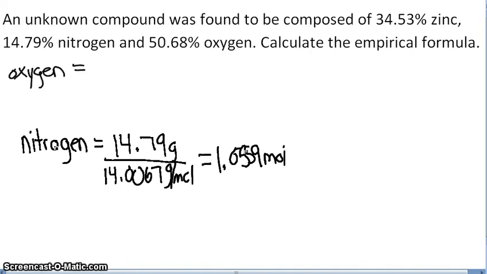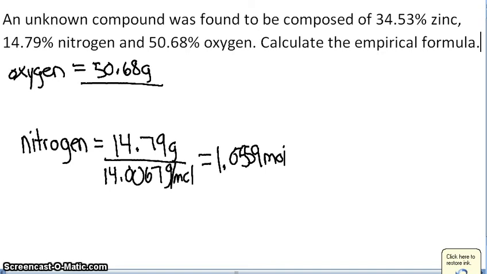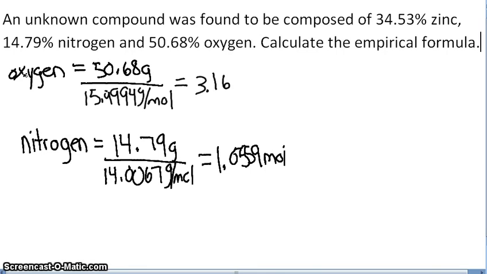And our last one is oxygen. So for oxygen, it has 50.68 grams, and the molar mass of oxygen is 15.9994 grams per mole. So we have 50.68 grams divided by 15.9994 grams per mole, which gives us 3.1676 moles of oxygen. So now we have our moles of each element in the compound.